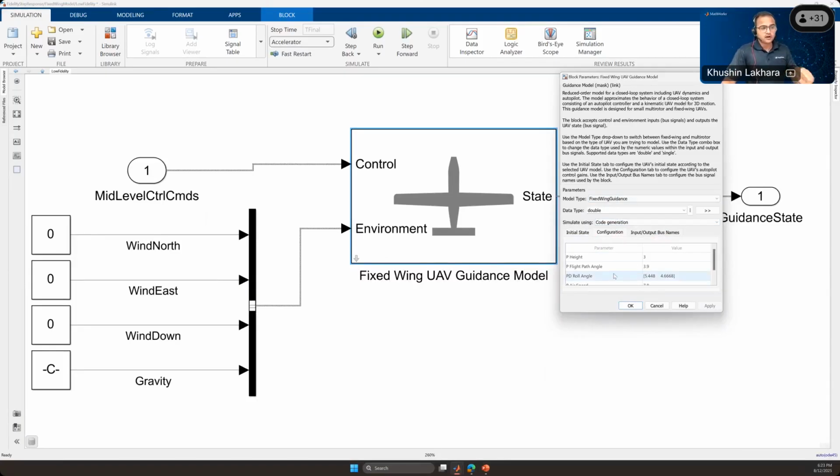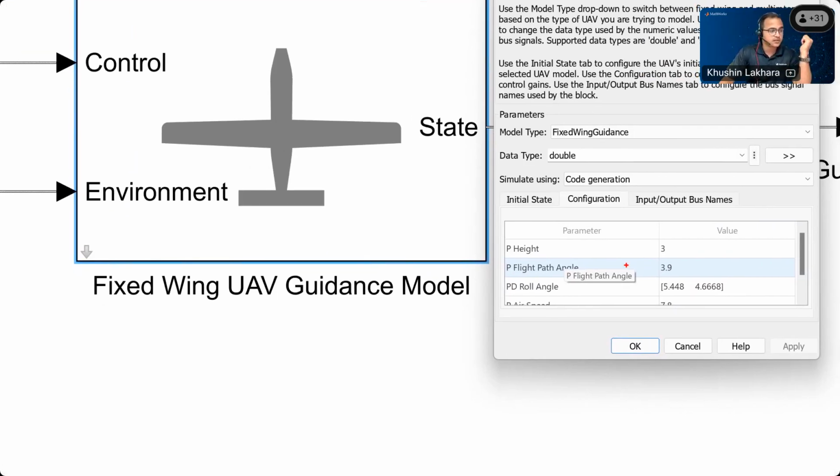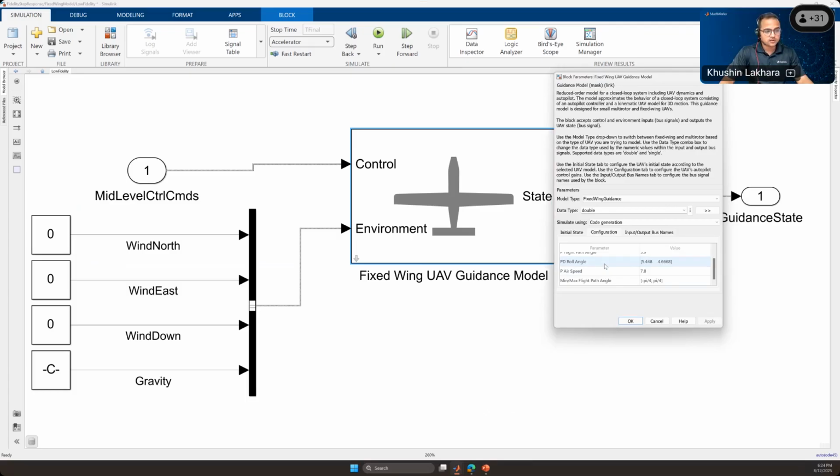Now if you look at the variables that it considers, it is considering the gains. What is your P height? For your height controller, what is your PID controller's P gain? Similarly, what is your flight path angle's P gain? Then PD roll angle, for roll angle, what is your PD? So all these parameters need to be mentioned here. So what you are giving here is, think about, your flight controller's gain.